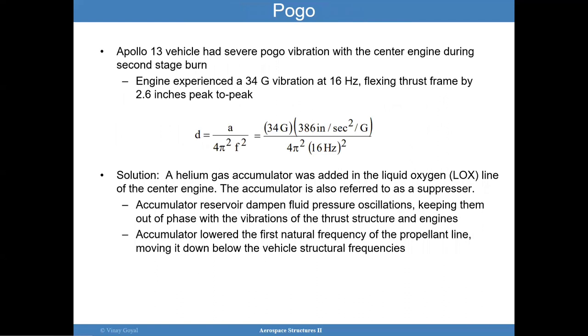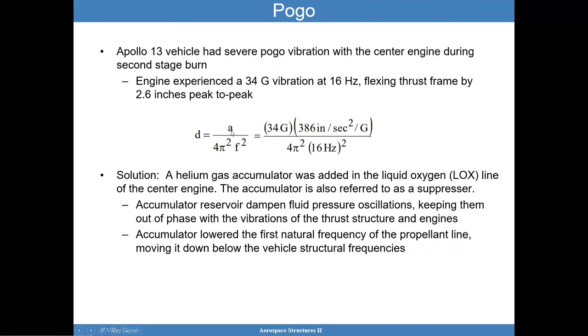The Apollo 13 vehicle had a severe pogo vibration with the center engine during the second stage burn. The engine experienced a 34G vibration at 16 Hertz, which flexed the thrust frame by 2.6 inches, peak to peak. So how could you calculate that? There's a fairly simple calculation you can perform that allows you to determine that.